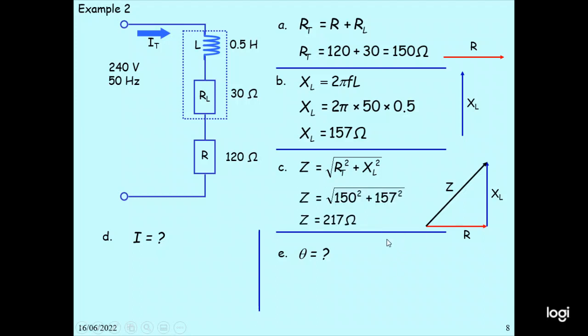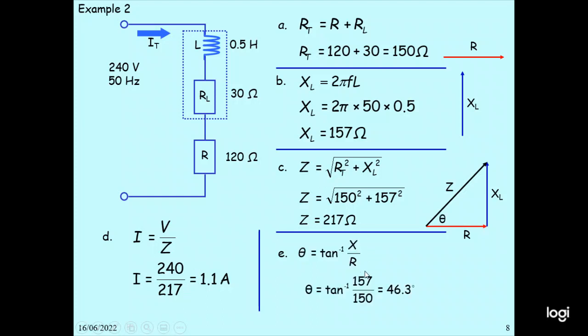Angle theta needs to be calculated. The current I is V by Z. So 240 by 217 is 1.1 ampere. Theta is tangent inverse XL by R, so you got tangent inverse 157 by 150, you got 46.3 degree. So this is how we calculate it.